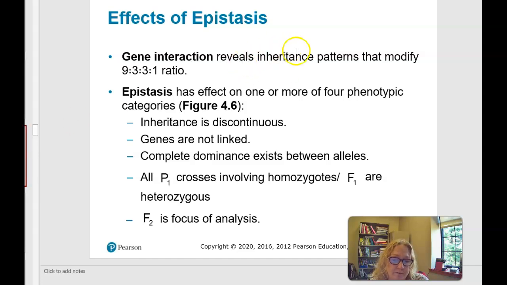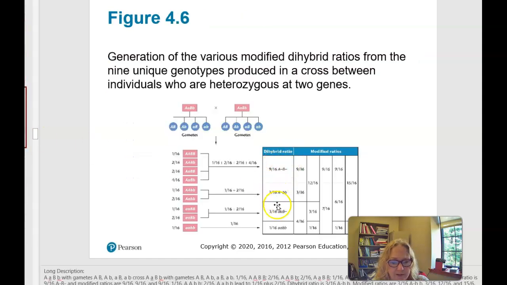Gene interaction sometimes reveals an inheritance pattern that's modified from the 9:3:3:1. If you have epistasis, you'll see just a weird ratio here. Inheritance is not as continuous as you would like it to be, and the genes are not linked. We'll talk about linked genes, we're not doing it yet. So you will just get a very strange ratio here. Instead of 9:3:3:1, you'll get a 9:3:4, a 12:3:1. You'll just get some of these ratios that are off because you have a modified situation.